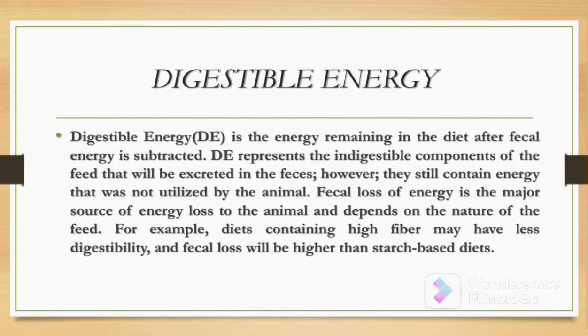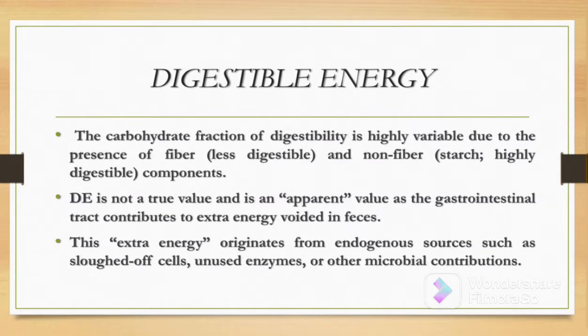And why? Because DE measurements need fecal energy loss, animal feeding trials need to be conducted. Digestibility trials are easy to conduct. Total feed intake and total fecal output are recorded, and GE is determined for the diet and fecal matter using a bomb calorimeter. The carbohydrate fraction of digestibility is highly variable due to the presence of fiber, less digestible, and non-fiber, starch, a highly digestible component.